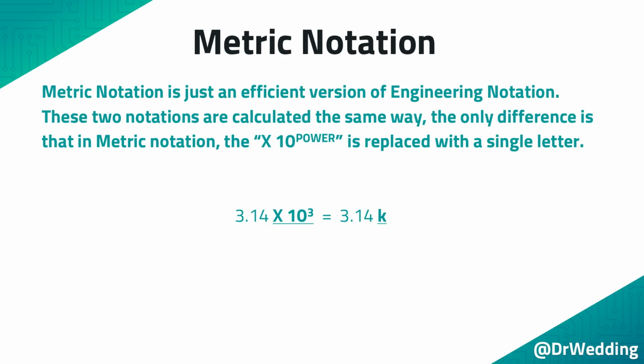This is the last numeric notation that we will cover in this video, but it is the most important to know. It is metric notation. Metric notation is just an efficient version of engineering notation. These two notations are calculated the same way. The only difference is that in metric notation, the times 10 to some power is replaced with a single letter. For example, the engineering notation value, 3.14 times 10 to the third power, is written in metric notation as 3.14K.